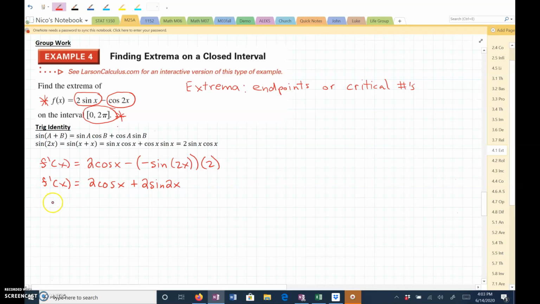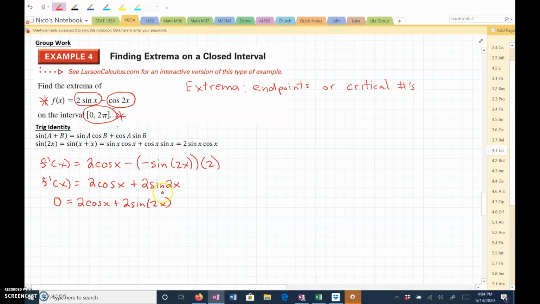Now we need to figure out the x values where the derivative is equal to 0 and where the derivative does not exist. The x values where the derivative does not exist don't come into play here, because the domain of the cosine function and the sine function is all reals. So there are no does-not-exist values here.